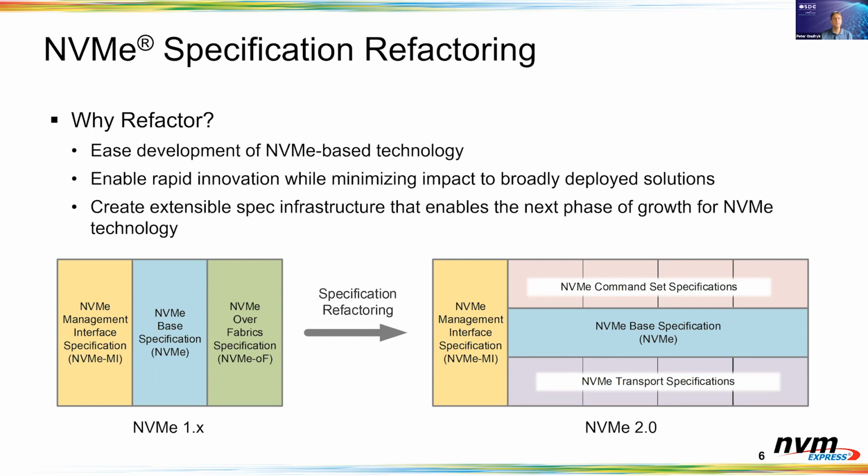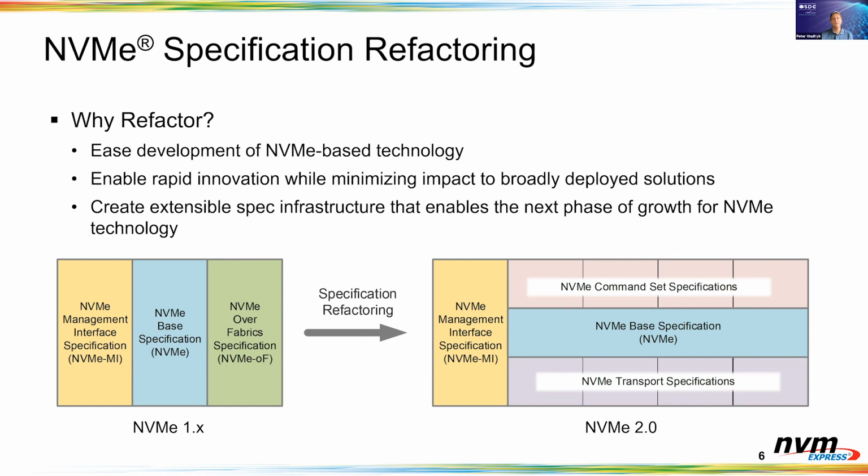We took the NVMe Base specification and we broke it into three pieces. The base specification, which only describes the base NVMe architecture and command set, an NVM command set specification, which describes the I/O command set for block storage, and the PCIe transport specification, which describes all things related to PCIe.